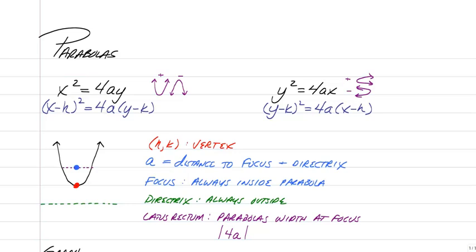In both equations, we have our x minus h, and we have our y minus k. Your vertex is still h and k, but we have 4a in both of them. If the 4a is negative, that's going to open down or left. If the 4a is positive, that's going to open up or to the right. A is the distance from the vertex to the focus and the directrix. Your focus is always inside the parabola. The directrix is always outside of the parabola. And then you have a latus rectum, which is the width of the parabola at the focus.